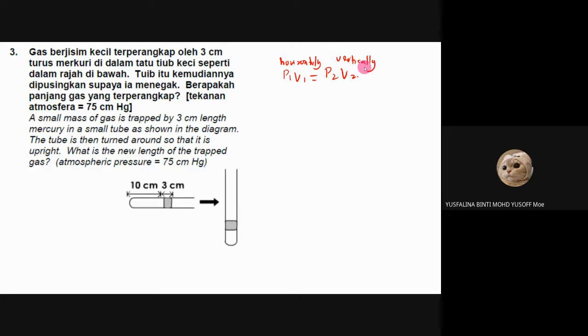9.62 cm, is it? 9.62. Okay, any other answer? Maybe you got a different one. Can I know how you get 9.62? How do you substitute in the formula? What is the value that you put in P1 V1 and P2 V2? Yes, very good. 75 plus 3.